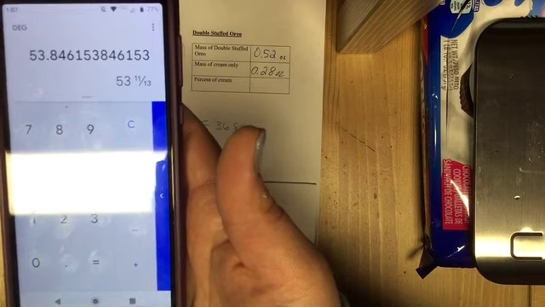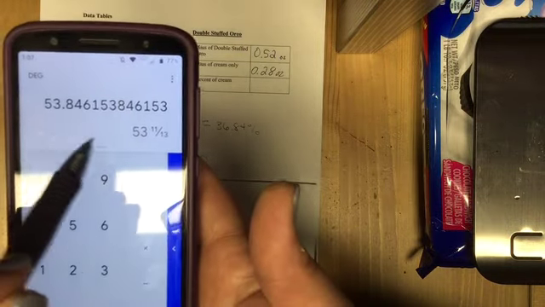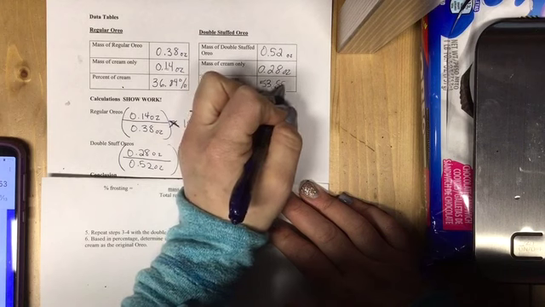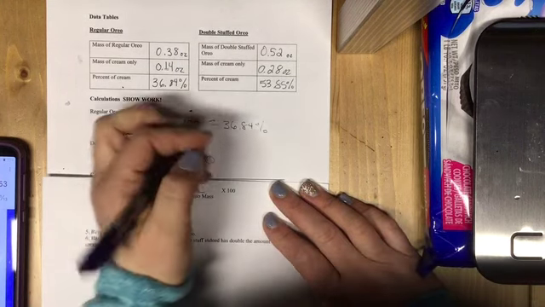All right, so we get 53.85. I'm going to round up. Notice it's 846. I'm going to make that 85. All right. So 53.85% of that Oreo by mass is cream.